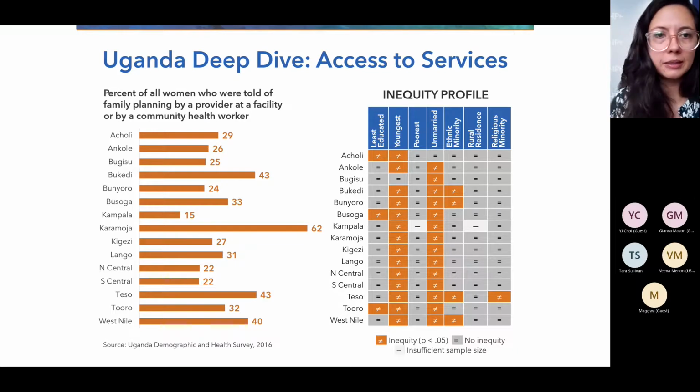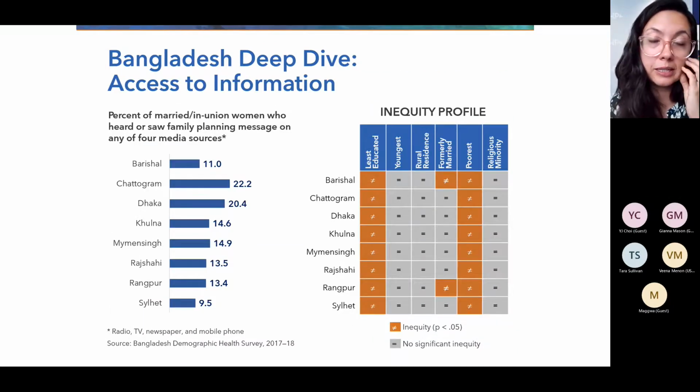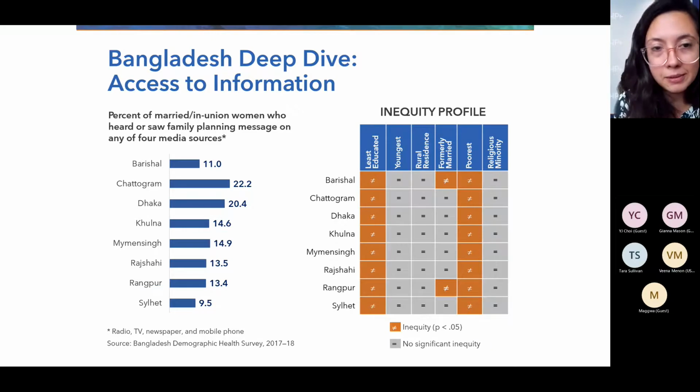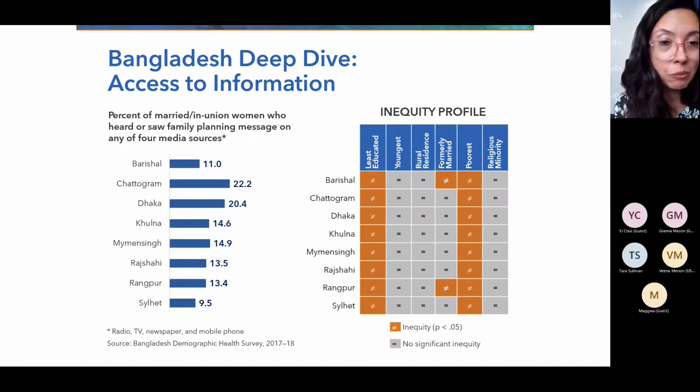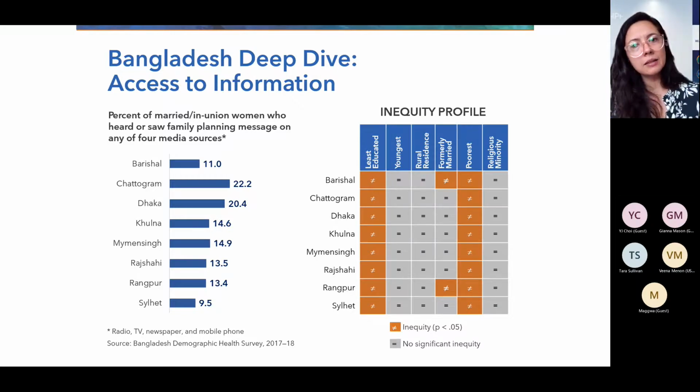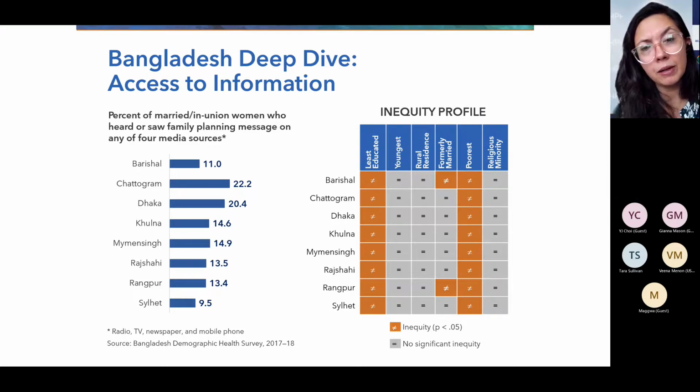So now let's go over to Bangladesh, where we're going to take a look at a different indicator. This is, again, access to information, proxied by the percent of married or in-union women who heard or saw family planning messages on any of the four media sources: radio, TV, newspaper, and mobile. So it's a very similar story, but perhaps worse than what we saw in Uganda. Very low levels of exposure to family planning messaging overall across Bangladesh. The highest is 22% there. It's really quite low. And again, that is aggravated by the inequity profile that you see on the right.